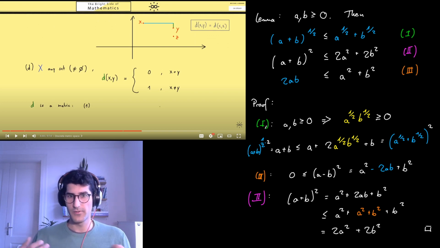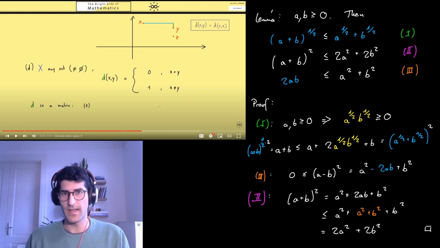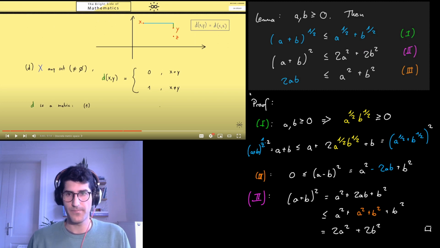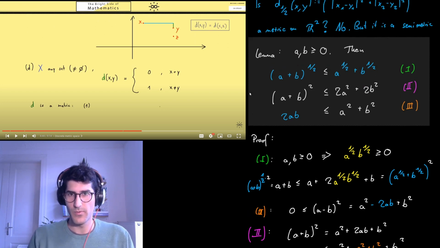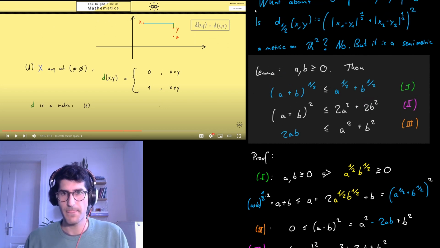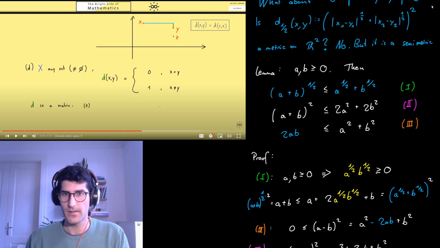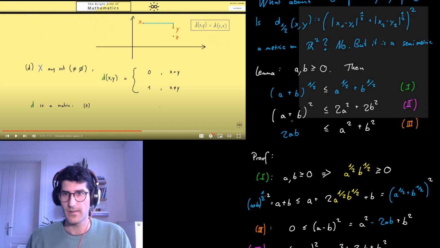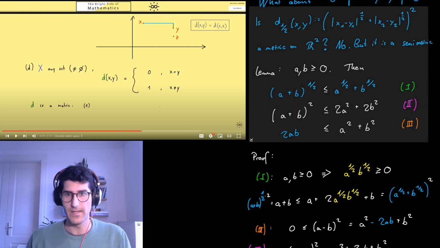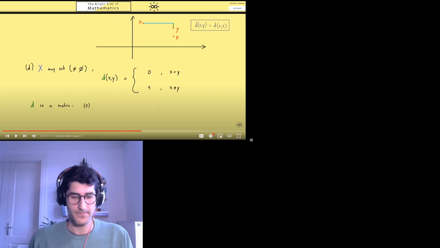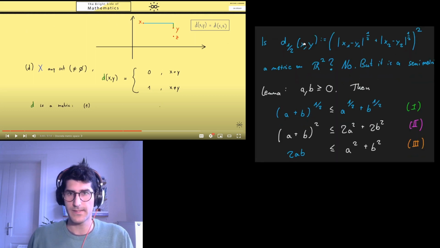Now we need to use this result of the lemma for our actual proof. So what do we want to prove? We want to prove that d to the 1/2 of x and y, defined in the following way, is really a semi-metric. So I'm going to copy this information. Let's get started.